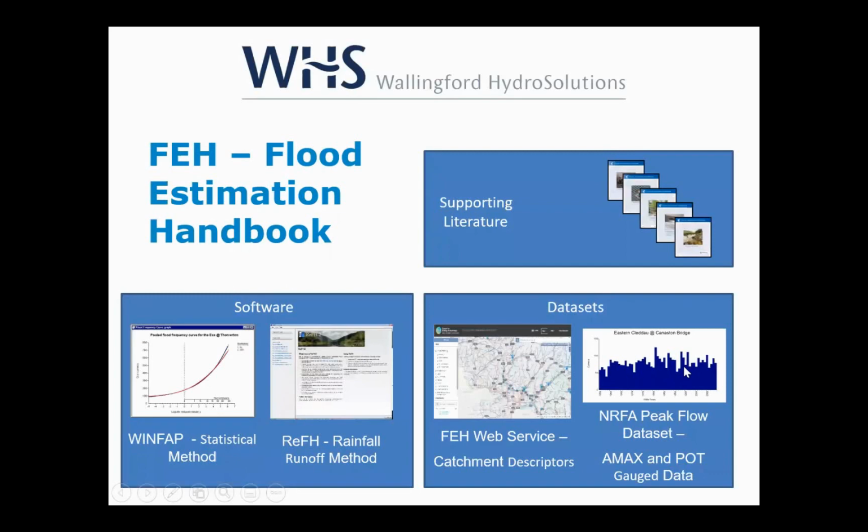As you will have seen, the FEH methods are formed by two distinct approaches. You have the rainfall runoff method and the statistical method. The statistical method can be applied in the software package WINFAP, which uses data from the FEH web service to derive information for your target catchment. Unlike the rainfall runoff method, the statistical method also makes use of the NRFA peak flows dataset, which is gauging station data across the UK.